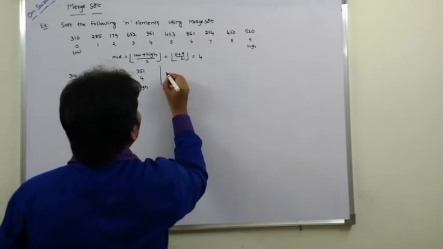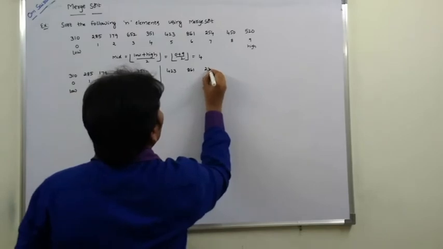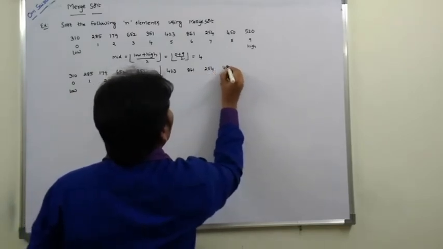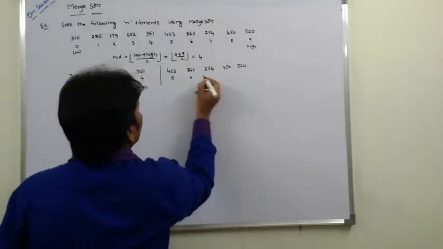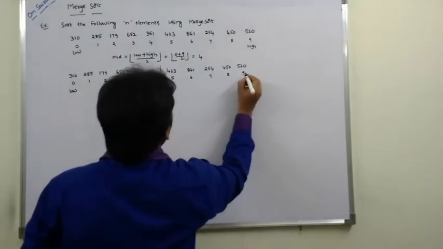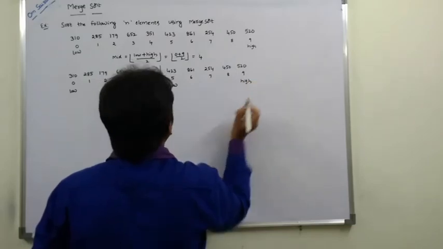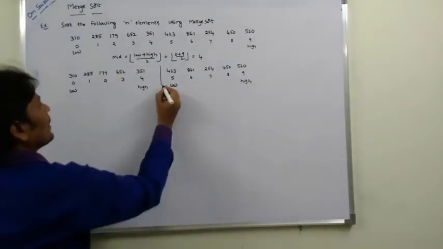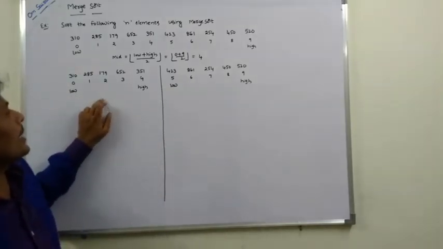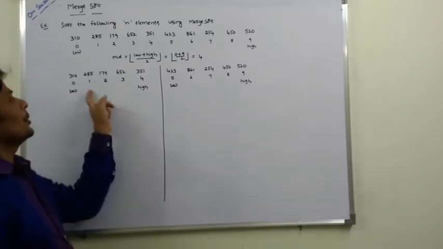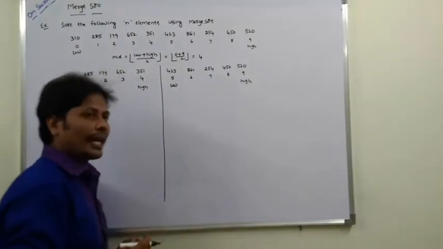Mid plus 1 is 5, that is 423, 861, 254, 450 and 520. So index value 5, 6, 7, 8, 9. So this is low value and this is high value. Next. So the first sublist contains 5 elements, so 0 to 4. The second sublist contains 5 elements, that is 5 to 9.